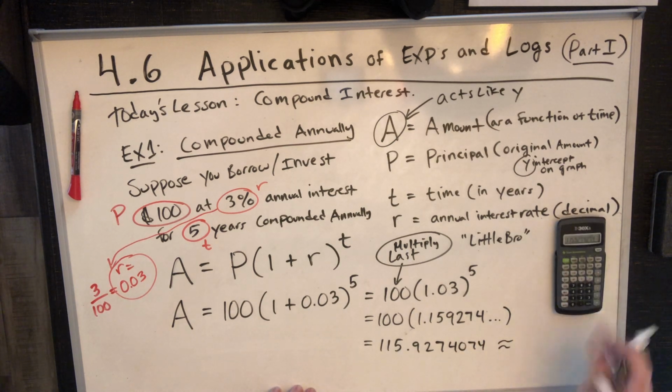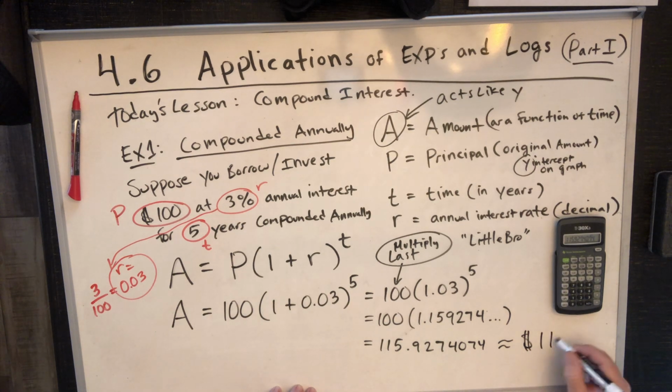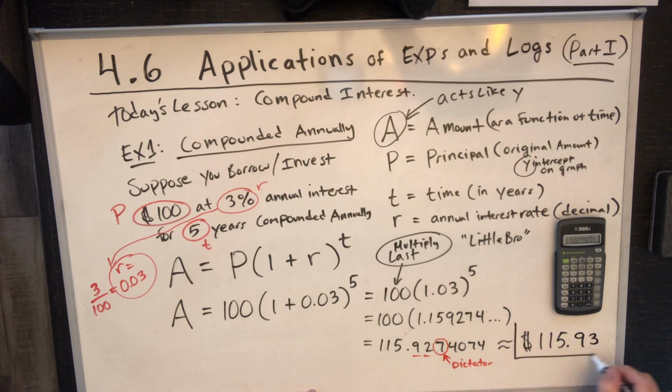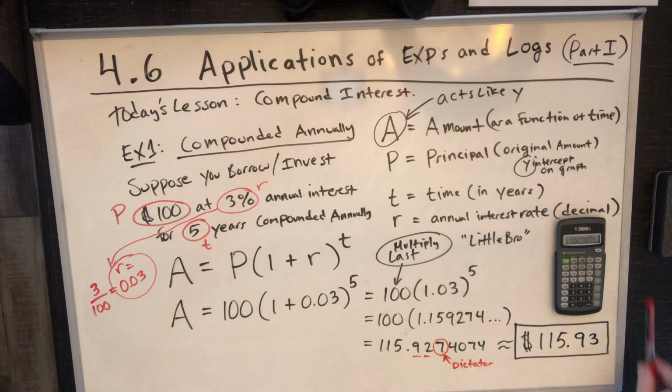So that is going to be approximately $115. To round to the nearest cent, look at the third decimal place. This is your dictator. Use the 5 or greater rule. That is clearly larger than 5, so we're going to round this up to 93 cents. So after 5 years, if you don't make any payments, assuming it's a loan, or if it's an investment, you don't withdraw any money from your investment account, you should have $115.93 at the end of 5 years.